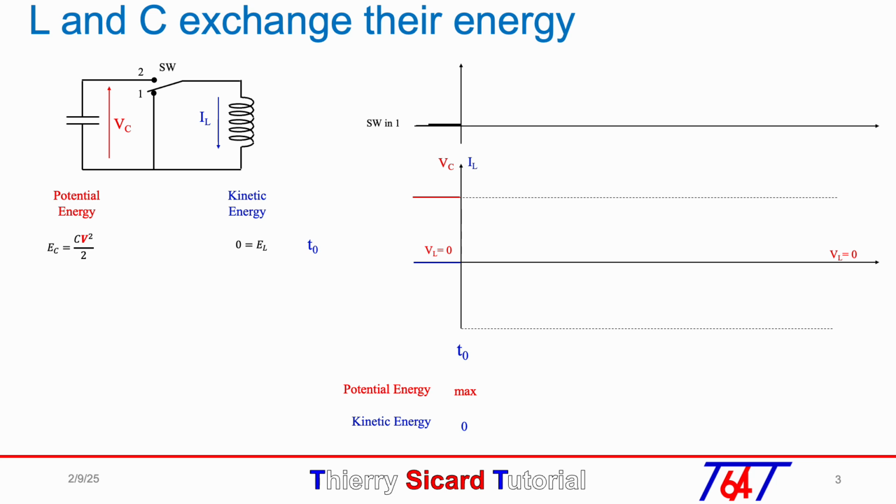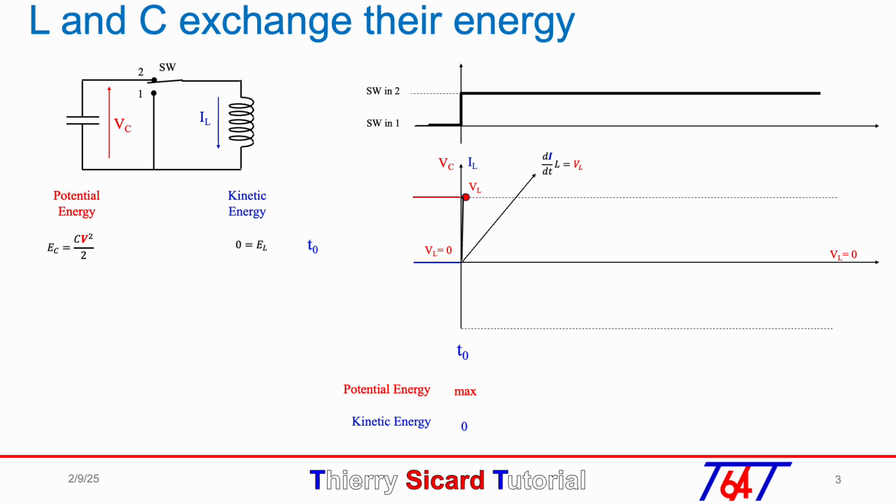At t equals 0, the capacitor is charged. EC is at the maximum. The switch is in position 1 and the coil has 0 current, EL equals 0. Just after, the switch SW is put in position 2. The inductor has a voltage VL equal to the initial VC. This voltage across L imposes a current slope of VL over L.